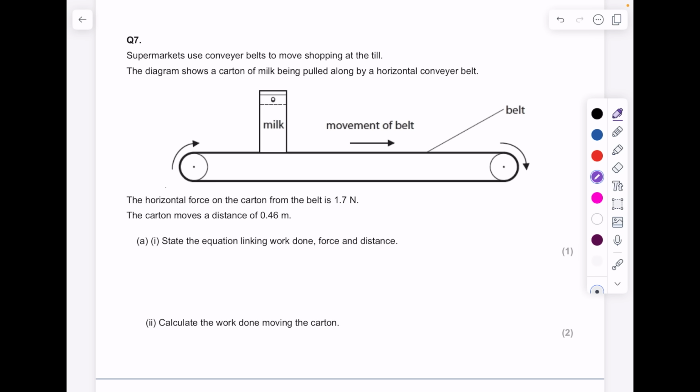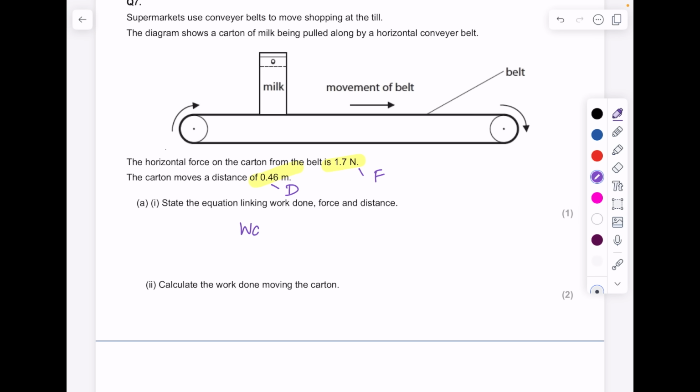Supermarkets use conveyor belts to move shopping at the till. The diagram shows a carton of milk being pulled along by a horizontal conveyor belt. The horizontal force on the carton from the belt is 1.7 newtons. The carton moves a distance of 0.46 meters. State the equation linking work done, force, and distance. Work done equals force times distance.